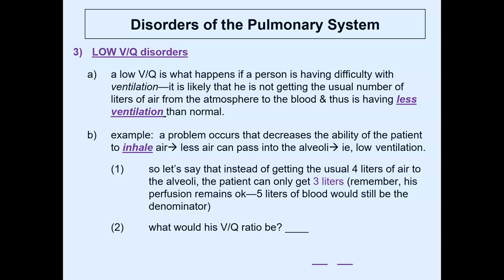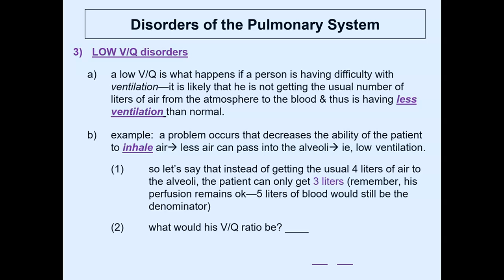So what would be the problem with your patient if they had a low VQ disorder? A low VQ disorder should be linked to less air coming in. So when you look at this specific example, we say that a patient is not able to bring in as much air as normal, and we're just going to use an imaginary volume that they can only bring in 3 liters of air instead of 4.